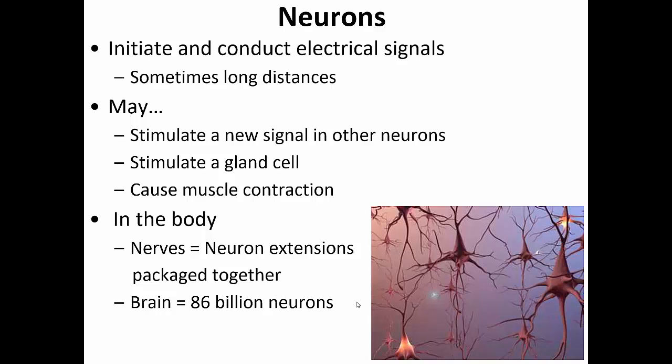What we see is the following, that we use the term nerve to describe neurons that are packaged together. Specifically, most often nerves are these so-called axons, extensions of a neuron that may travel for a long distance through the body that are packaged together. We have a large number of neurons found in our nervous system overall, 86 billion, as we mentioned earlier, just found within the brain.